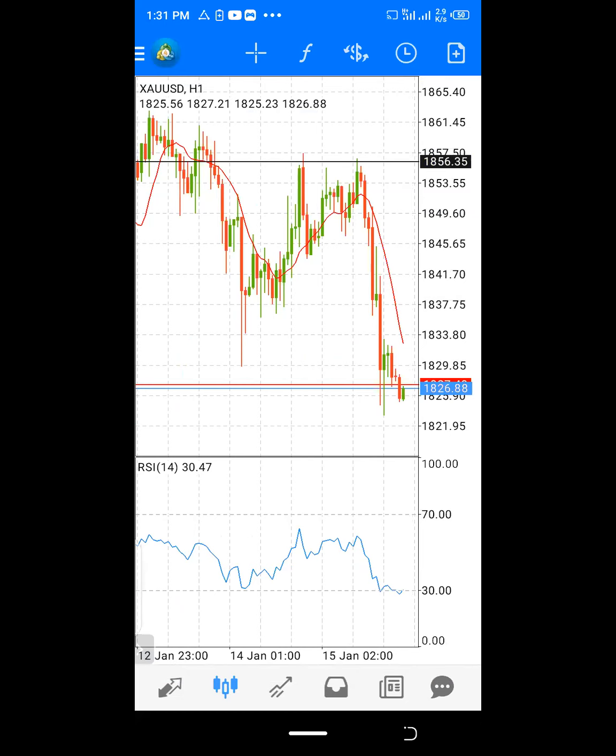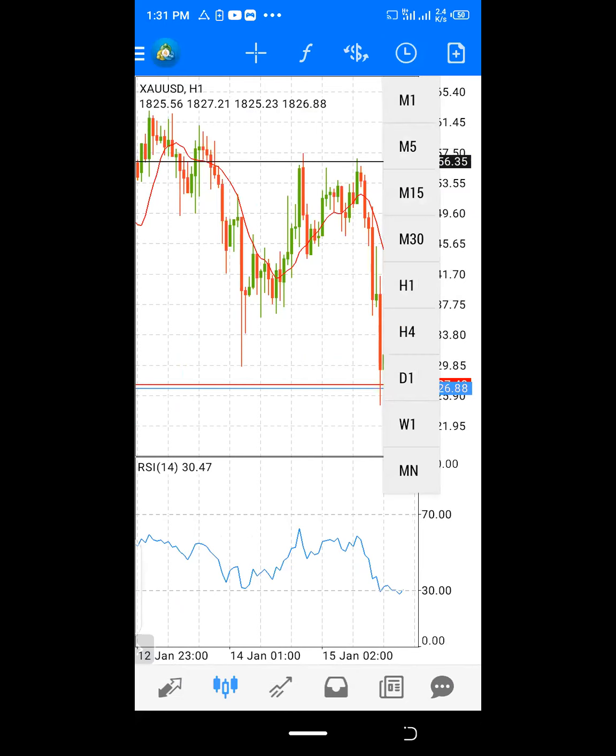All right, so you can see this thing. You need to understand what it means. This thing that looks like time. Once I click on it, it brings up M1, M5, M15, M30, H1, H4, D1, W1, and MN.